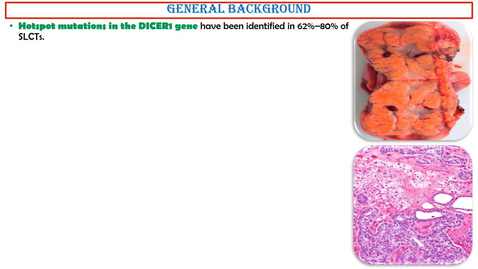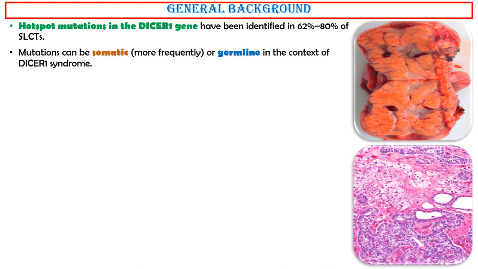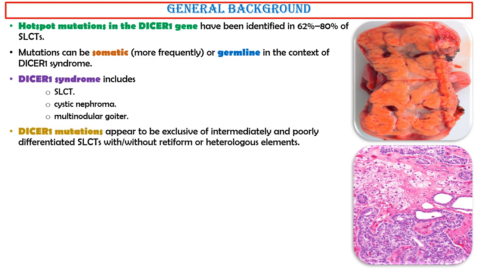Hotspot mutations in the DICER1 gene have been identified in 62% to 80% of Sertoli Leydig cell tumors. Mutations can be somatic more frequently or germline in the context of DICER1 syndrome. DICER1 syndrome includes Sertoli Leydig cell tumor, cystic nephroma, multinodular goiter. DICER1 mutations appear to be exclusive of intermediately and poorly differentiated Sertoli Leydig cell tumors with or without retiform or heterologous elements. Other two molecular subtypes include FOXL2 C134W mutant.